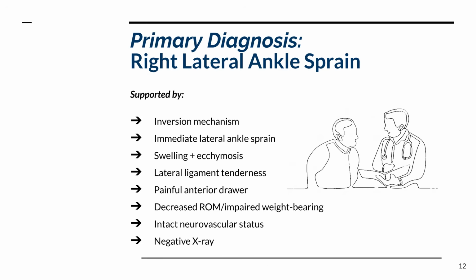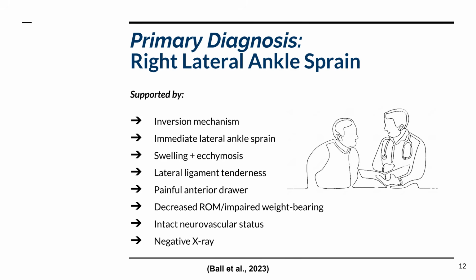The primary diagnosis is a right lateral ankle sprain. The mechanism strongly supports this diagnosis because the patient's ankle rolled inward after landing on another player's foot. His subsequent lateral ankle pain, swelling, ecchymosis, and tenderness over the lateral ligament complex further supports injury to the lateral ankle ligaments. Pain with anterior drawer testing provides additional evidence of lateral ligament involvement.